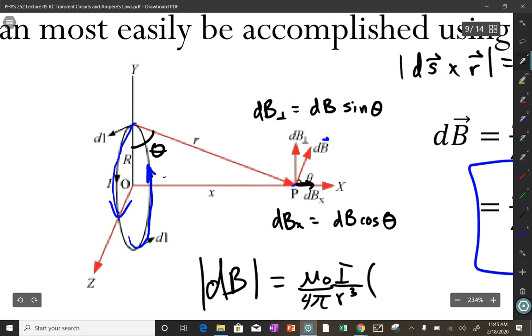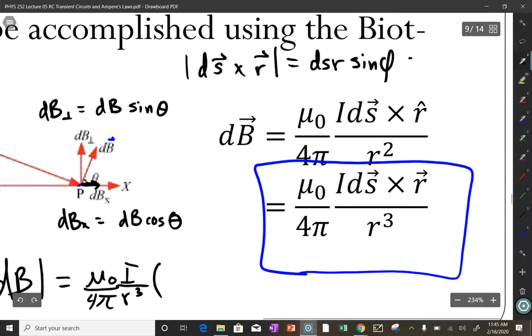So what's the angle between ds? This picture shows dl instead of ds. Oh, that explains why I was confused. So what's the angle between ds and r? Lowercase or uppercase? Lowercase r. Well, I guess it's 90 degrees from both. That's right. It's 90 degrees. So what's the sine of 90 degrees? Zero, down, one. Yeah, one.